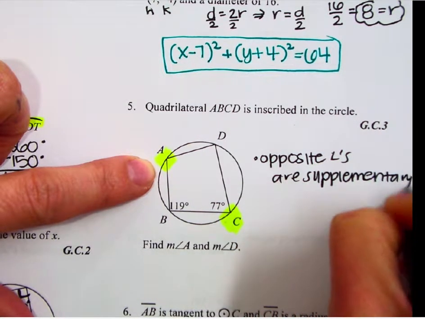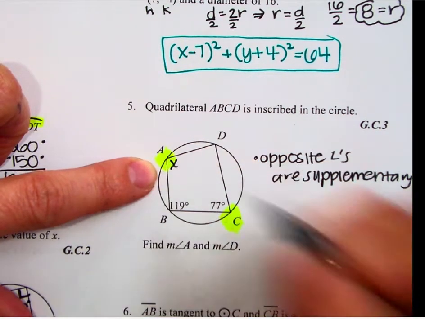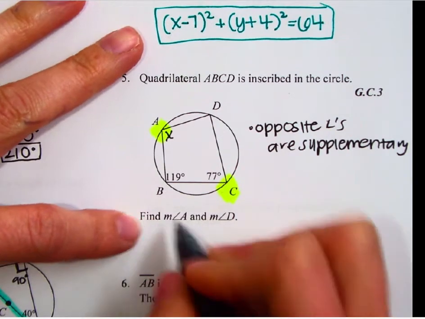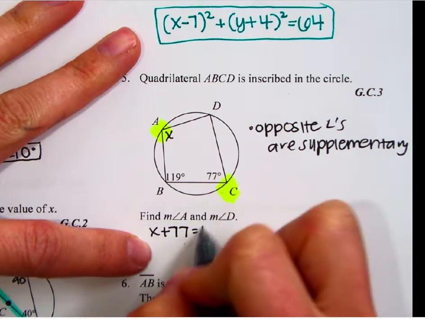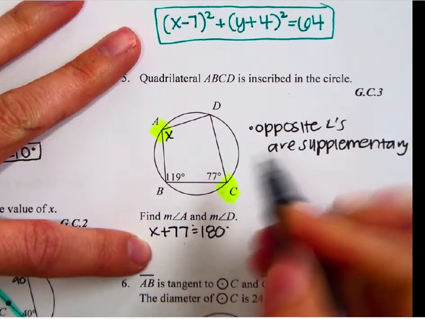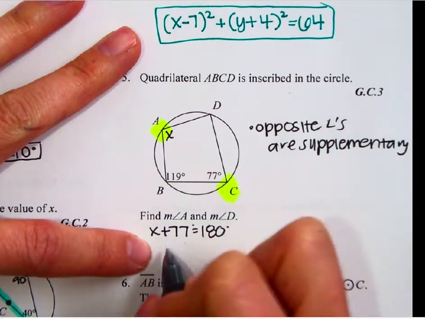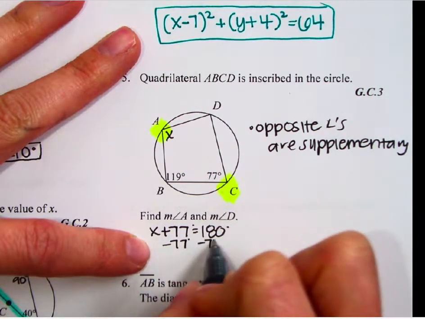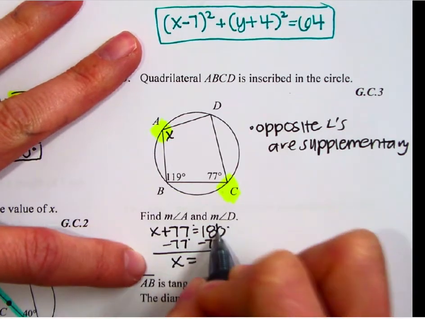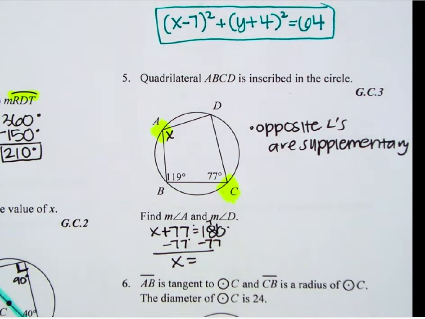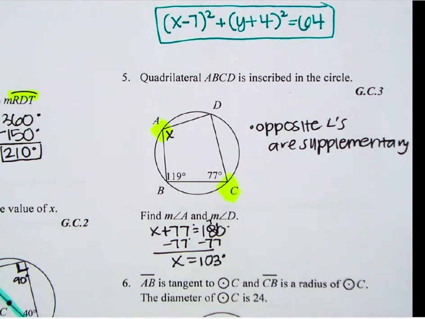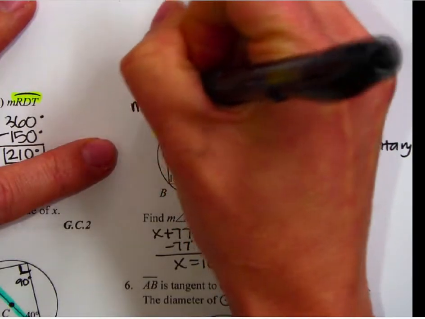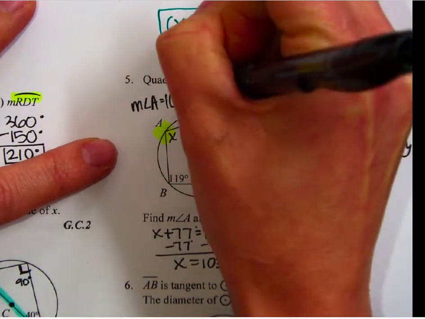So I'm going to go ahead and put an x right here for that missing angle A. To find that missing angle A, x plus 77 is equal to 180 degrees. Again, opposite angles are supplementary. So subtracting 77 degrees, x measures 103 degrees. So I'm going to write it up here, the measure of angle A, 103 degrees.